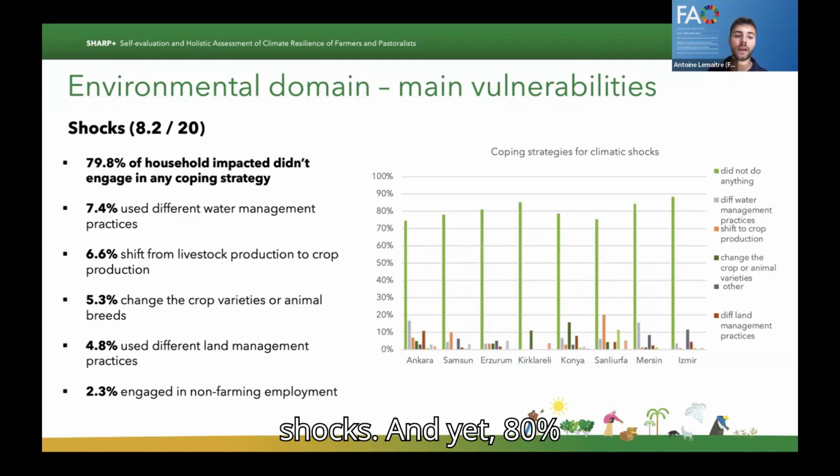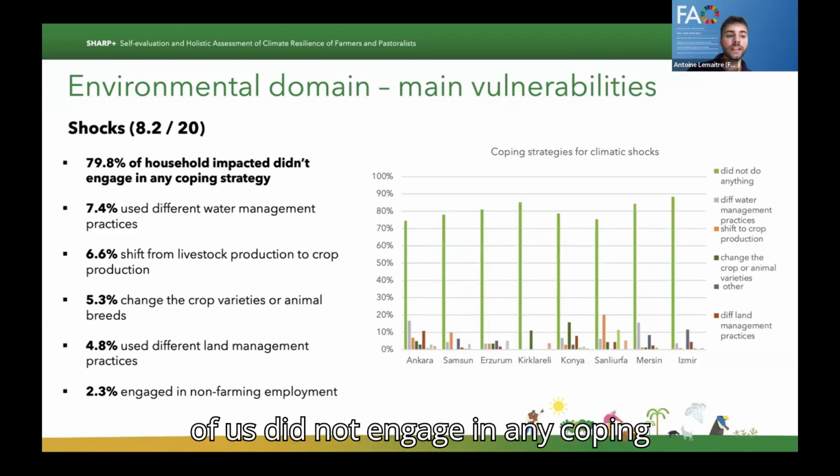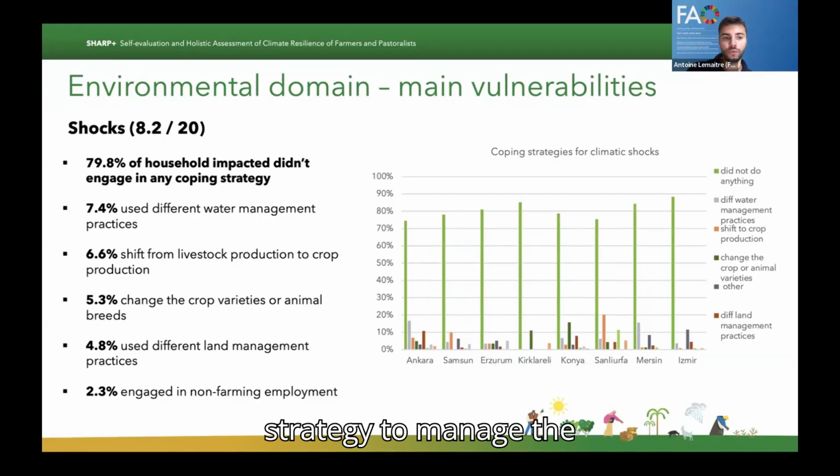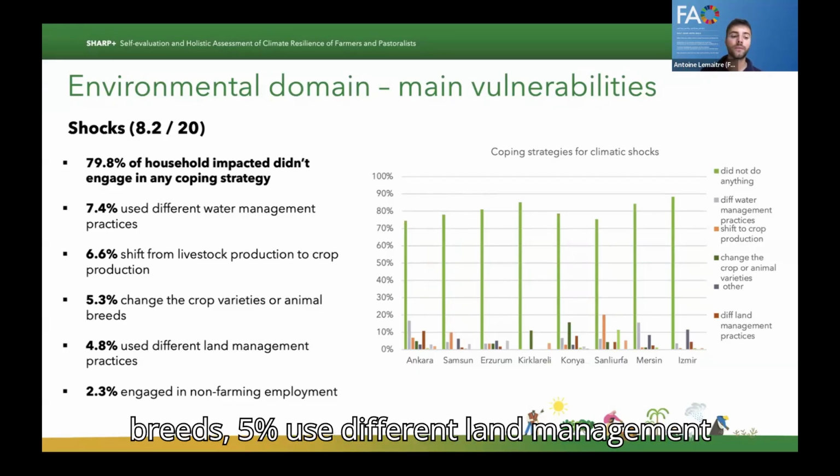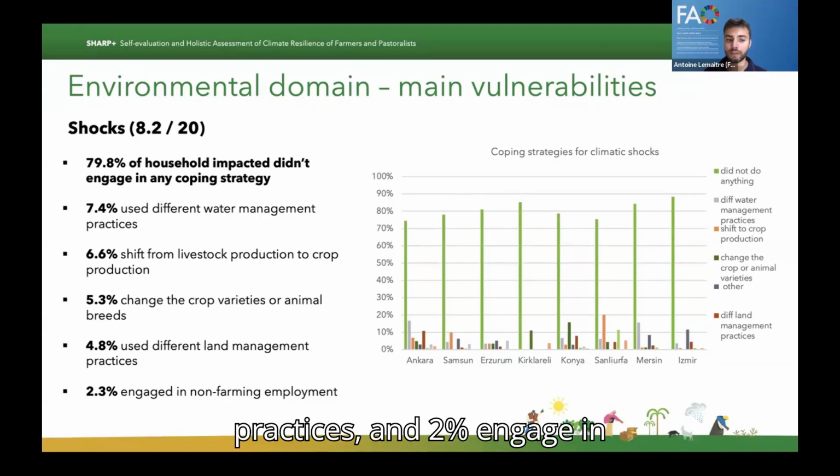And yet, 80% of households did not engage in any coping strategy to manage the effect of these shocks. And only 7% used different water management practices. 6.6% shifted from livestock to crop production. 5% changed their crop varieties or animal breeds. 5% used different land management practices, and 2% engaged in non-farming employment.